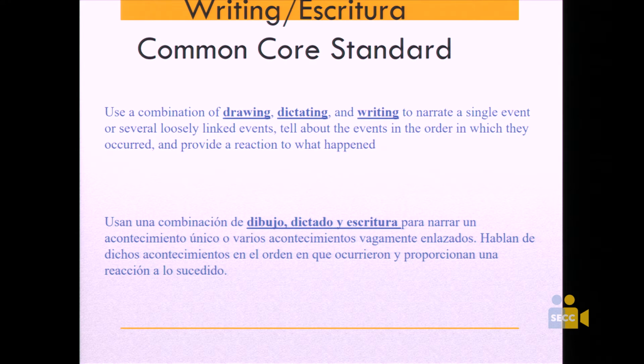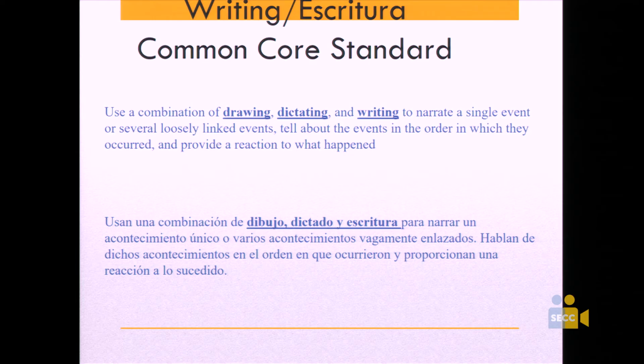Today, I'm going to go ahead and move on to the writing. And this up here is one of the Common Core writing standards for kindergarten, okay? So the reason why I'm going to show you this is because I want you just to pay close attention to this part right here where it says, use a combination of drawing, dictating, and writing to narrate a single event or several loosely linked events. Tell about the events in order in which they occurred and provide a reaction to what happened. Okay, so I know that this is a lot going on there. But if we break this down and we just talk about the drawing right here, that's the first stage.